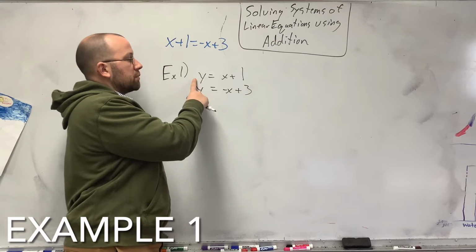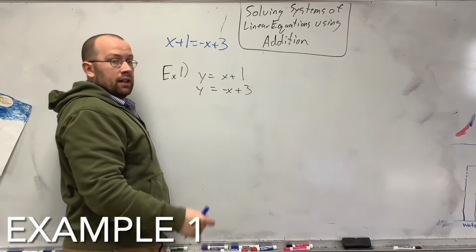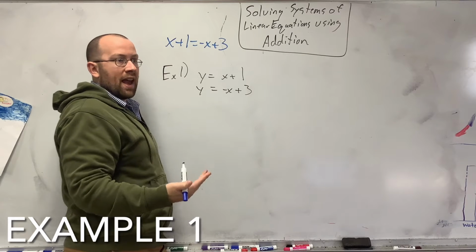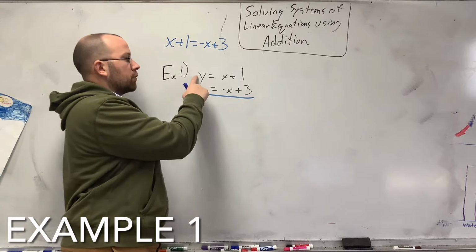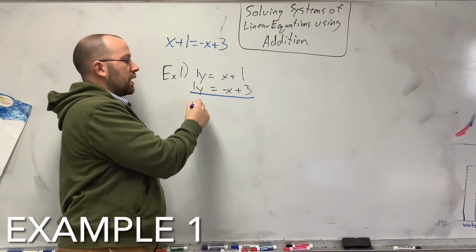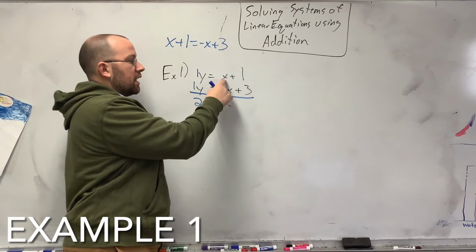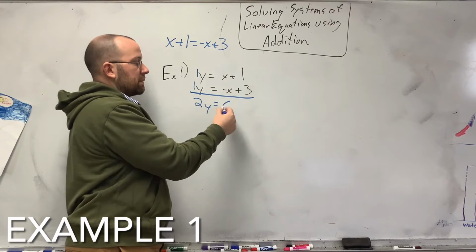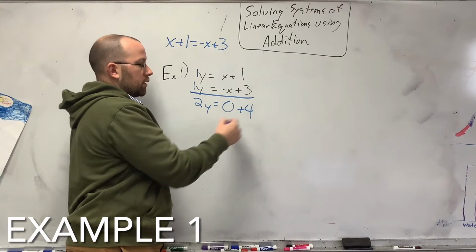So you look at your variables. I have a y and an x, and a y and a negative x. So if I added these together, what would happen? 1y plus 1y would give me 2y, equals x minus x would give me 0, and 1 plus 3 would give me 4.